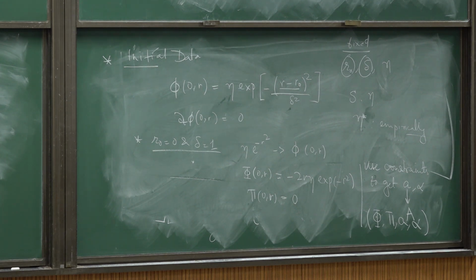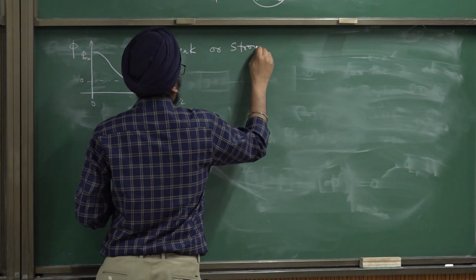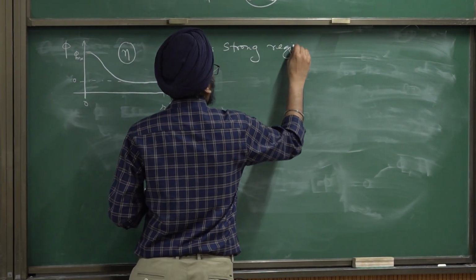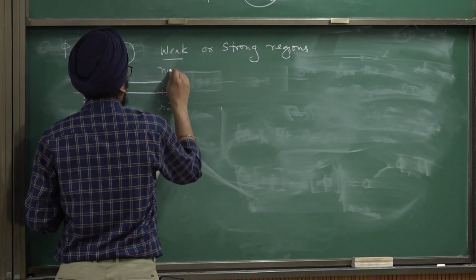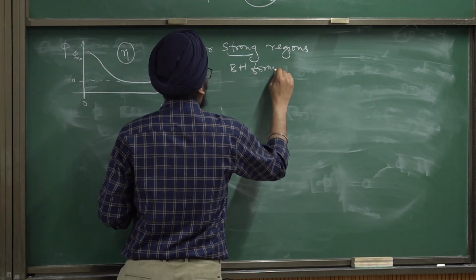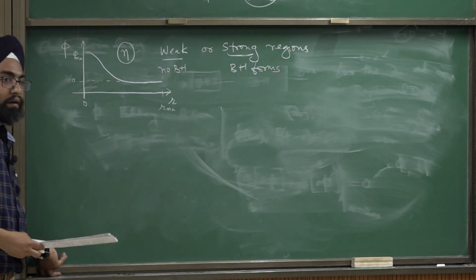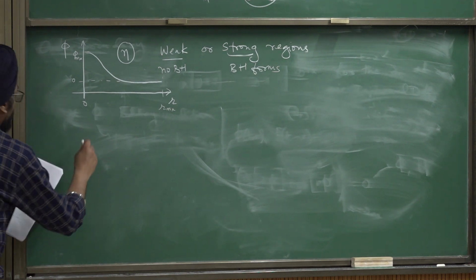So one can look at the profiles and what happens to them. Depending upon the amplitude, the eta, you would be either in the black hole formation scheme or in the scheme where no black hole forms. These people define it as weak or strong regions. Weak is where there is no black hole formation, and strong is where you have black hole formation. So how do you track the formation of a black hole? Well, you look at the lapse.